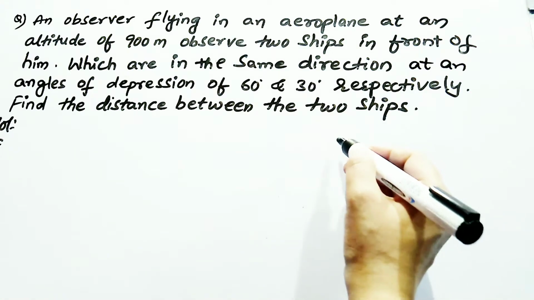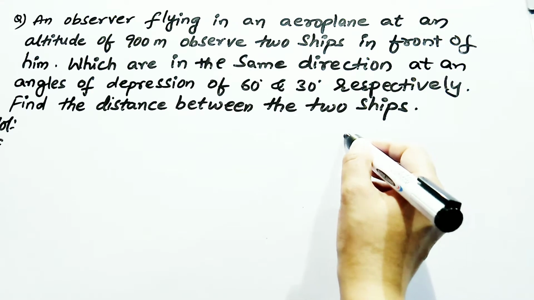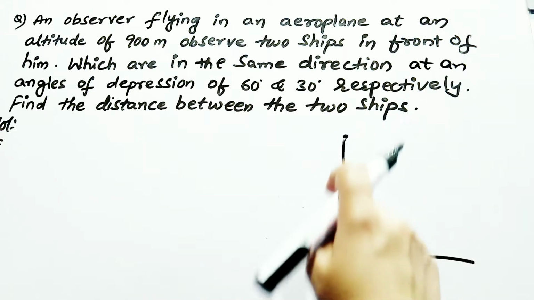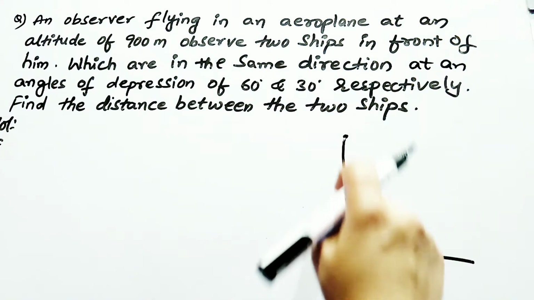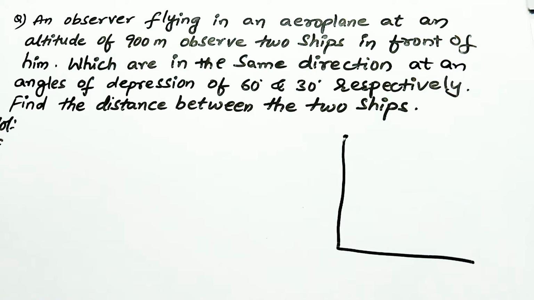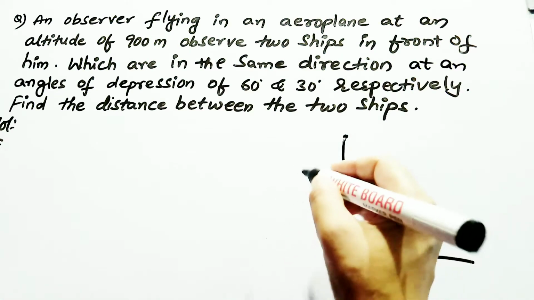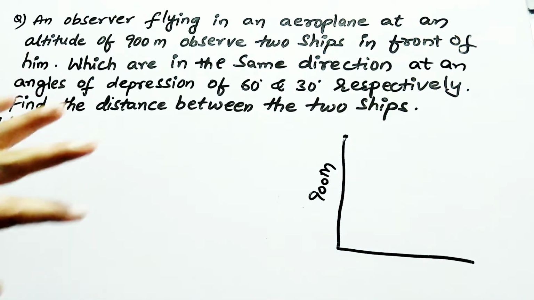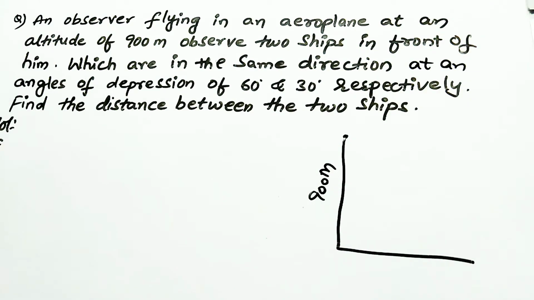Suppose an observer in an aeroplane. Here the aeroplane is there, in the sky. This is your ground level. This is your ground, and the distance between your observer and the ground is this line. Altitude of 900 meter means the distance between the observer and the ground is 900 meter.